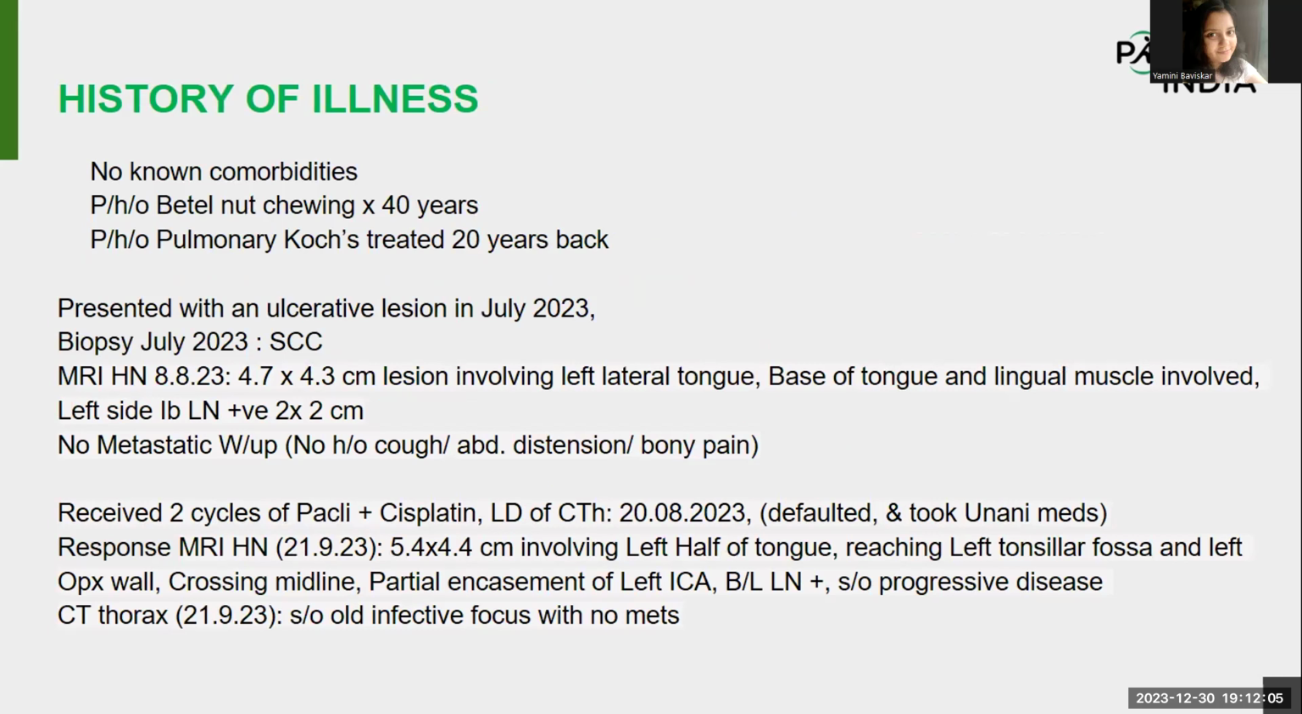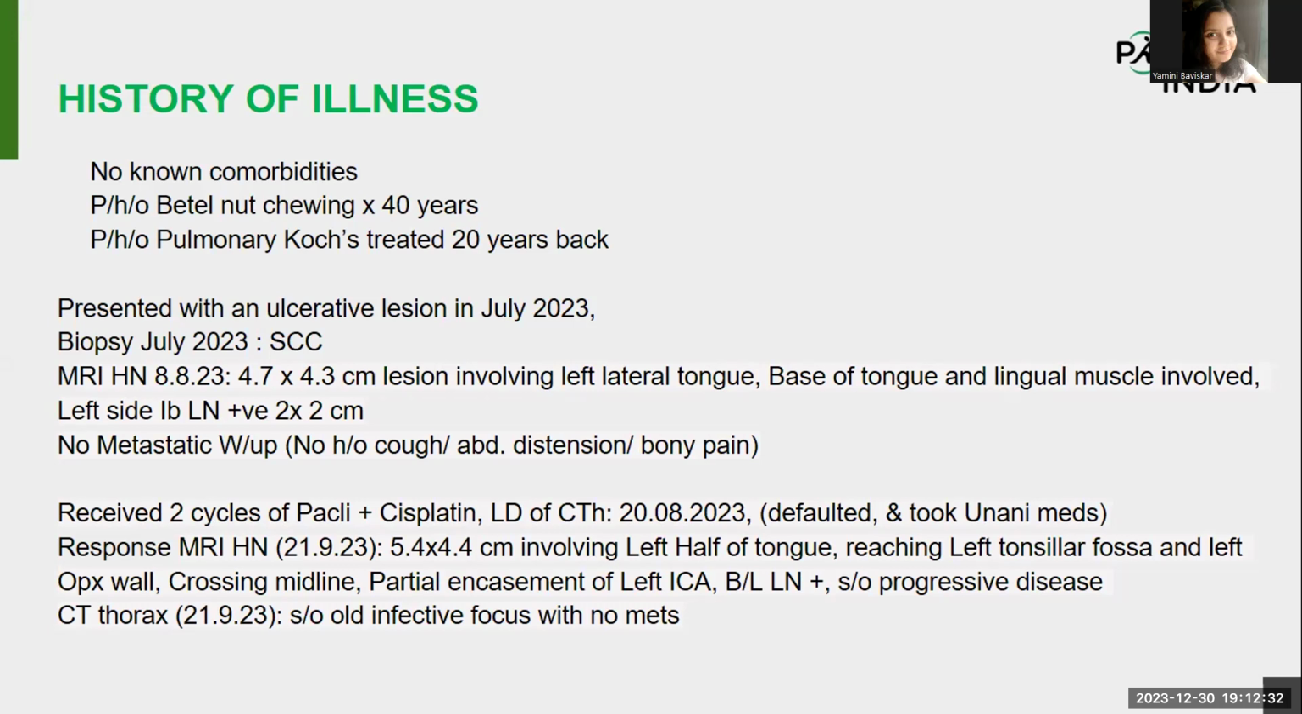History of illness: she has no known comorbidities. History of betel nut chewing for 40 years, and she had a past history of pulmonary tuberculosis treated 20 years back. In July 2023, she presented with an ulcerative lesion over her tongue, the biopsy of which was squamous carcinoma. An MRI showed a 4.5 centimeter lesion in the left lateral side of the tongue, involving the base of tongue and lingual muscles.